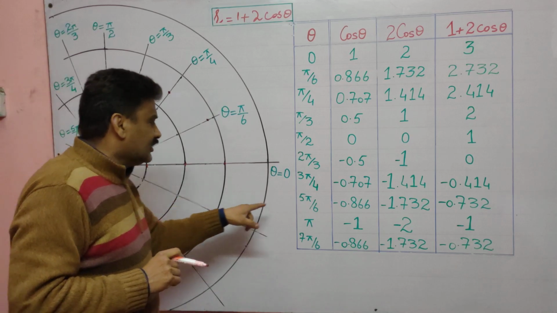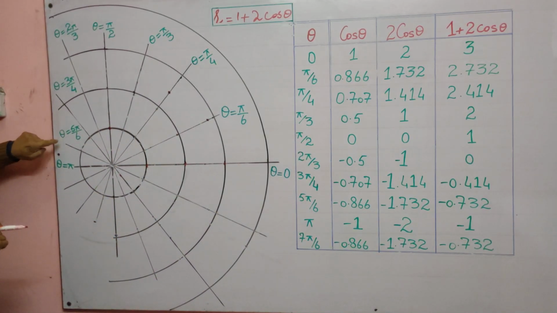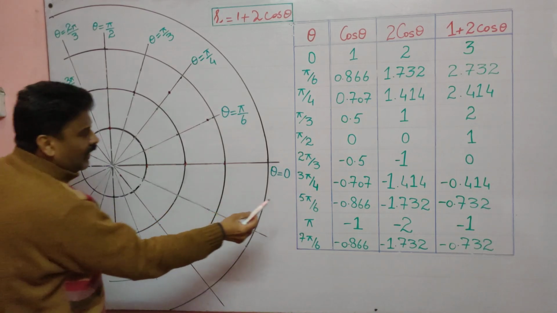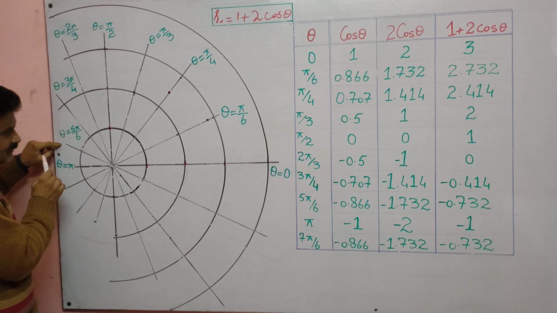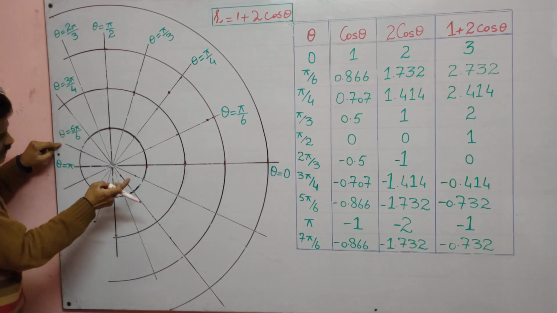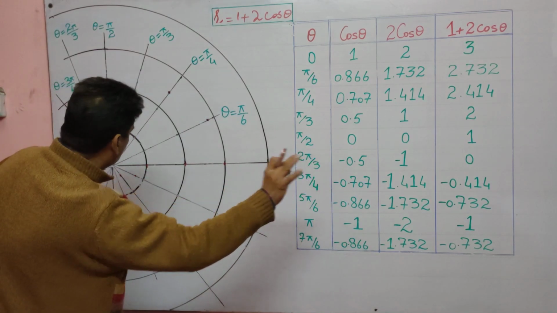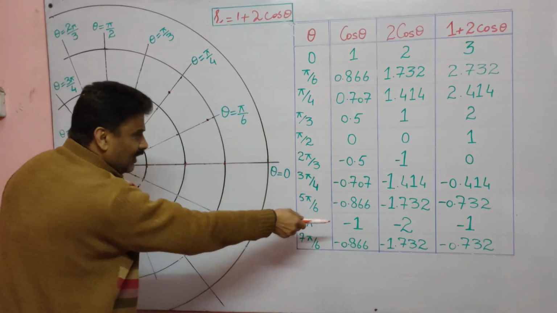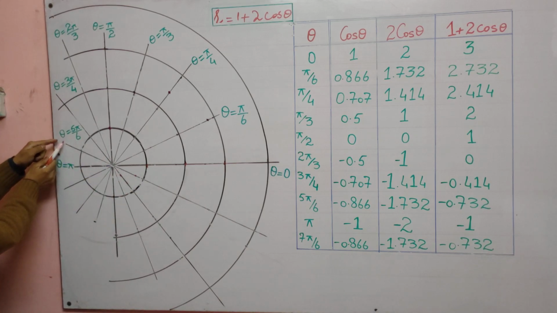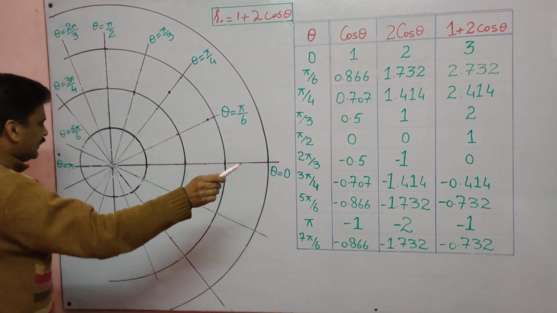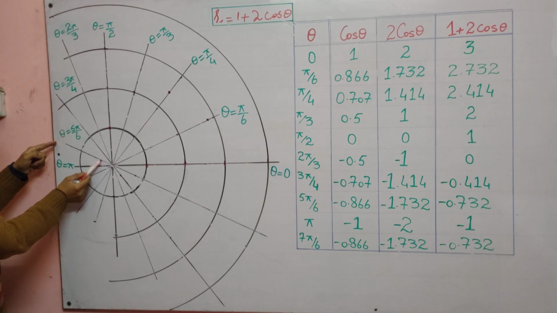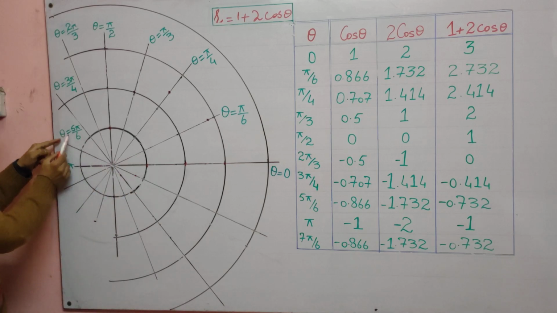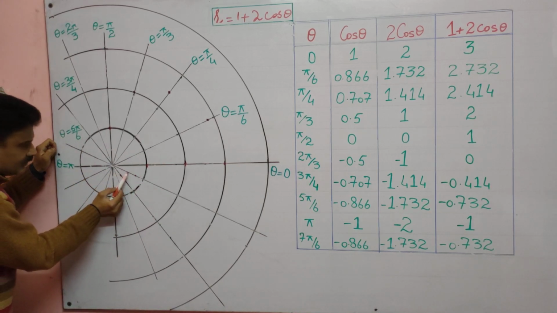Next, for the line theta is equal to 5 pi by 6, the value of r is minus 0.732. So we take the negative value of r here. This is a point where negative r is 0.732. When the value of r is negative at theta is equal to 5 pi by 6, we should take the negative value of r opposite to this direction. We don't take the value of r on this line, but we should take the negative value of r opposite to this direction. So we take negative r in this direction.